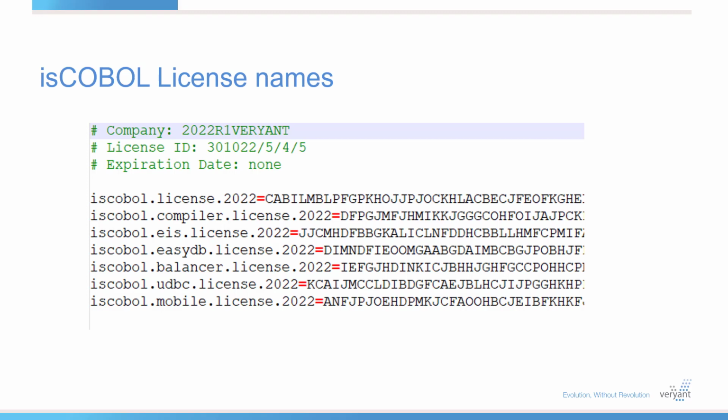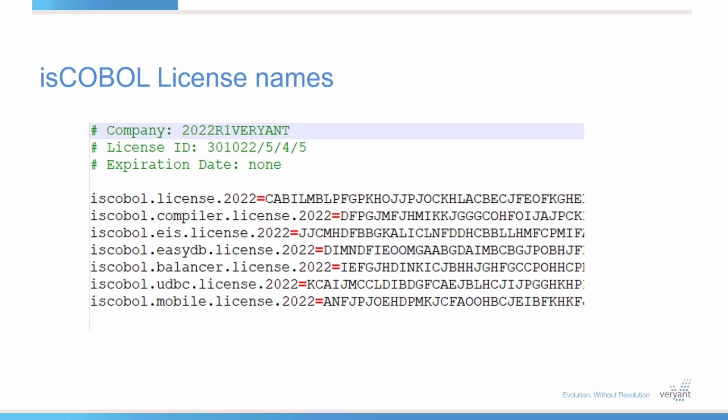Here's an example of a license file that you would be sent from Variant. It has header information that gives your company name. The license number, 301022, is in the example here. The number of users, 5 here. The number of instances per user, which is 4. And in the case of the runtime, how many of the licenses are web client enabled? And in this case, all 5 are. And then finally, it gives the expiration date.